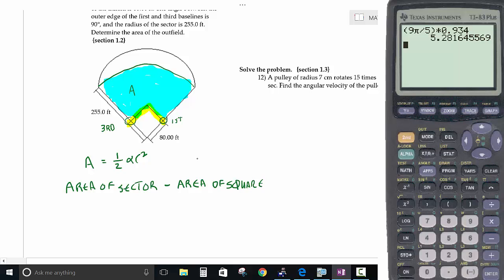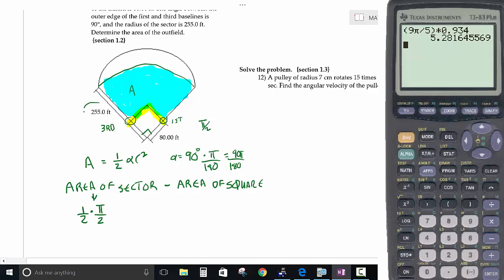Okay, one thing that you got to do on this that's important is, notice they gave you that you have, of course, a 90-degree angle. So that alpha is 90 degrees, but you absolutely have to convert that to radians. So that's going to be 90 pi over 180, which reduces down to pi over 2. So when we do this, the area of the sector is going to be 1/2 times the radian measure of the angle, pi over 2 radians, times the radius.